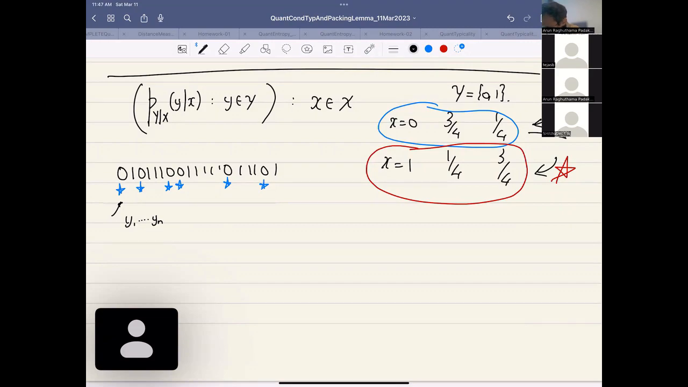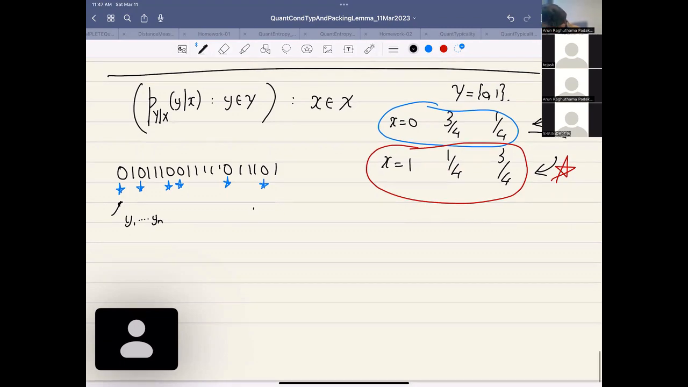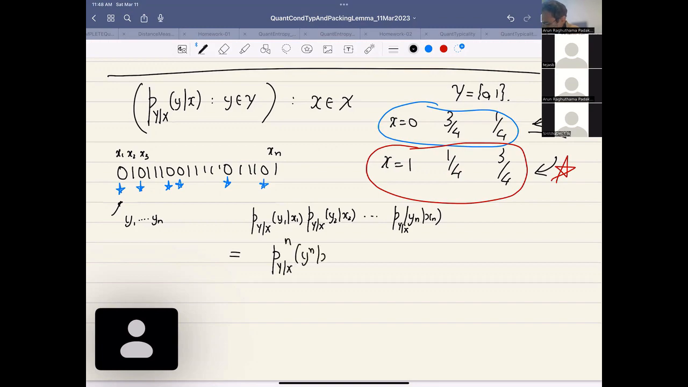Okay, so suppose I consider a sequence y1 through yn. What is the probability that the pulled sequence will be this y1 through yn? Well, it is P_{Y|X} of y1 given x1. So this is your x1, this is your x2, this is your x3, all the way to your xn, times P_{Y|X} of y2 given x2, all the way until P_{Y|X} of yn given xn, correct? This is what we denote as P_{Y|X}^n of y^n given x^n. This is just by notation, correct?